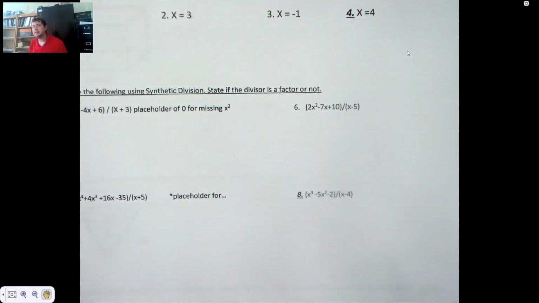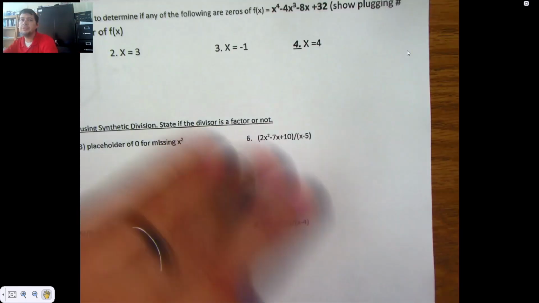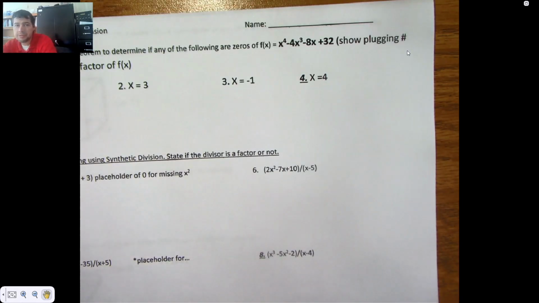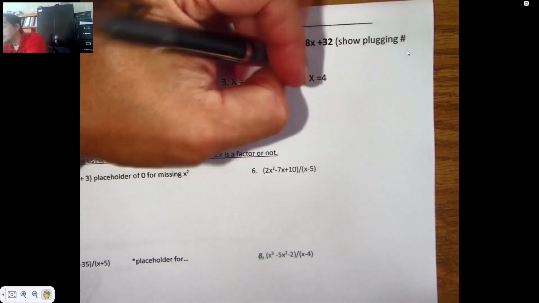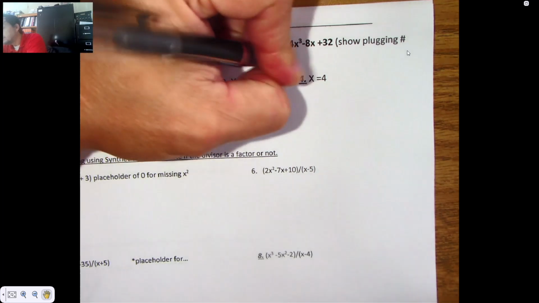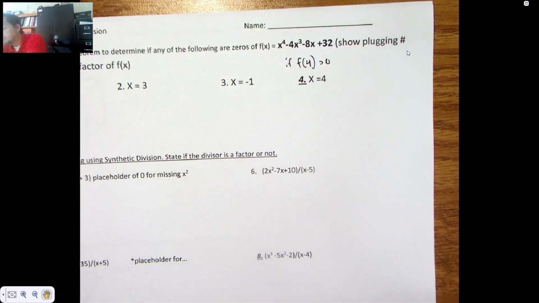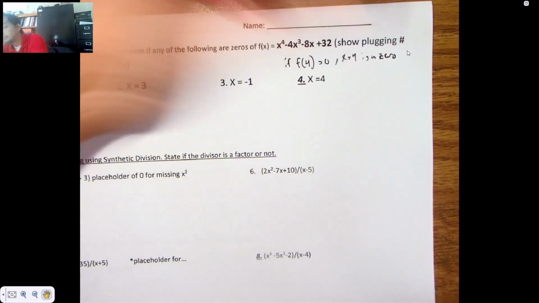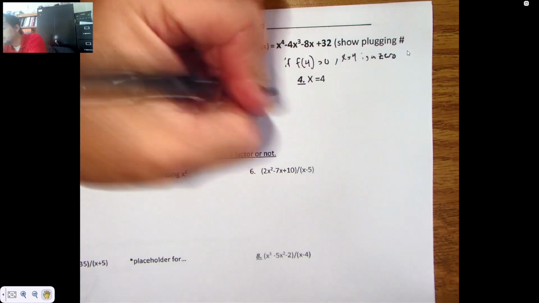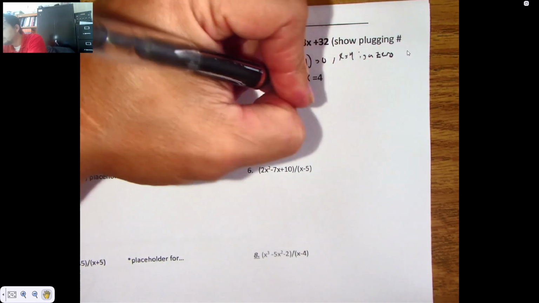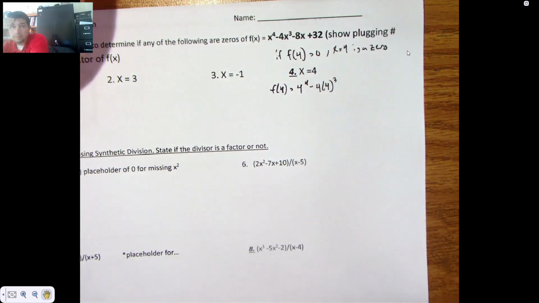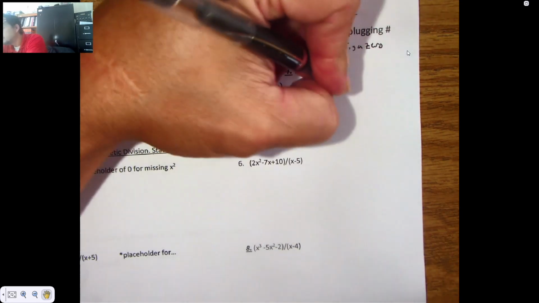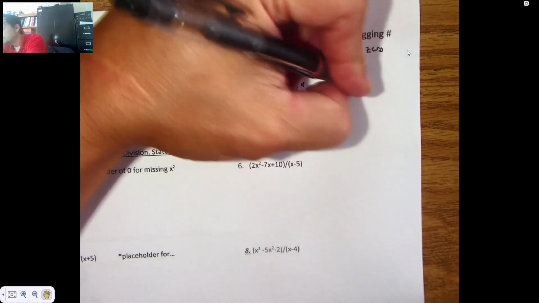First up is the remainder theorem. You're supposed to use remainder theorem to determine if any of the following are zeros. The idea here is if f of 4 equals 0, x equals 4 is a 0. That's the idea of the remainder theorem. So we're just going to plug 4 in. F of 4 is going to be 4 to the 4th minus 4 times 4 cubed, which is oddly enough 4 to the 4th, minus 8 times 4 plus 32.